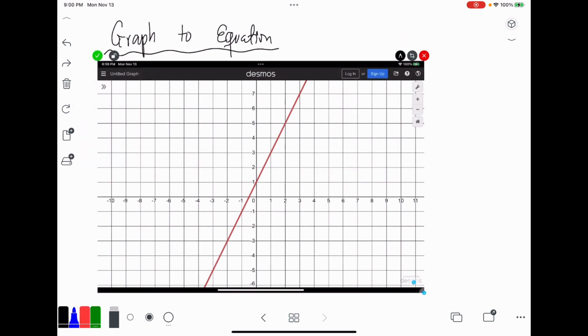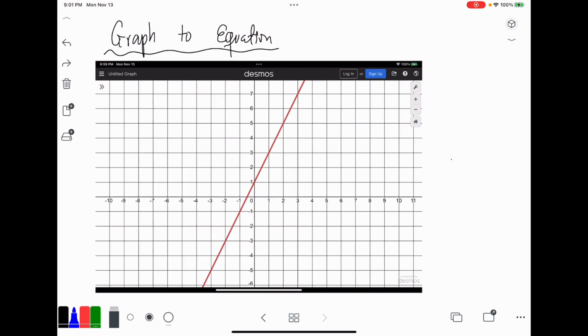Now let's say that we're given the graph of a line and we want to write the equation of that line. Well, this is another reason why slope-intercept form is so useful. By looking at the graph, if you can identify the y-intercept and you can identify the slope, you will know exactly how to write the equation of the line in slope-intercept form.